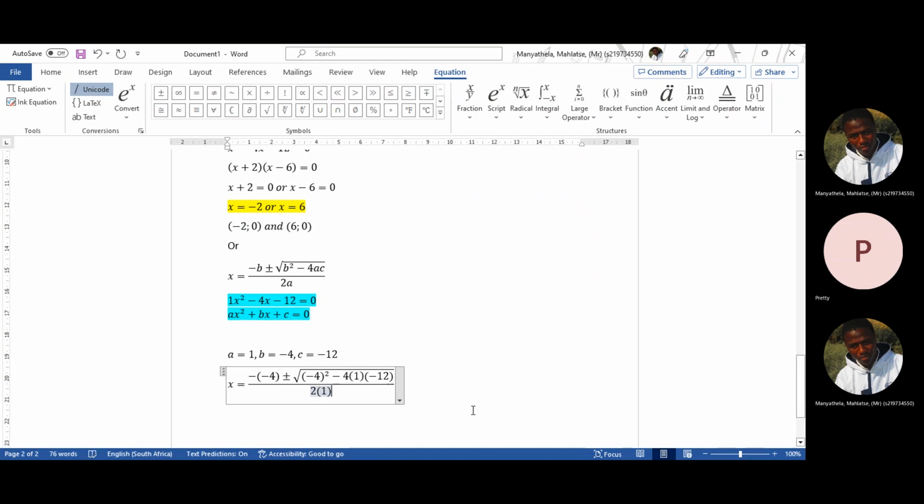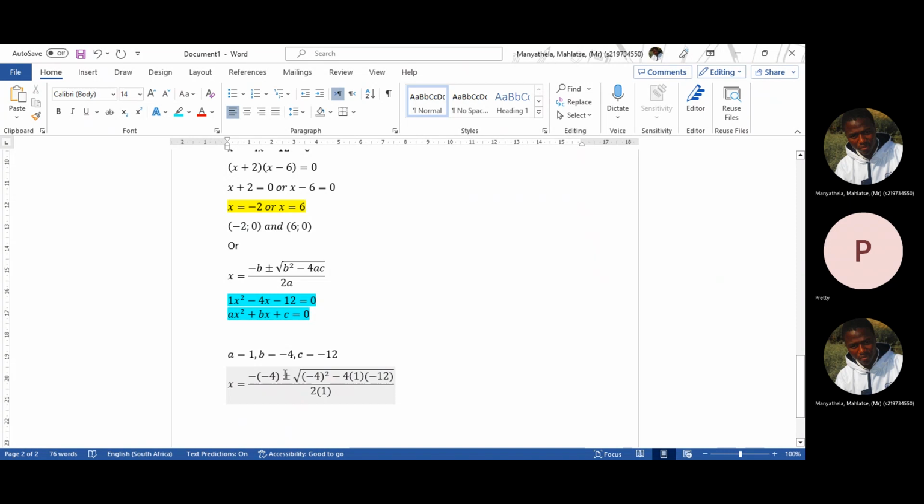Enter this thing on your calculator. Start with the plus to get the value of x. Then after getting the answer, replace the plus with a minus, then you get the other x value. We did it exactly as it is.